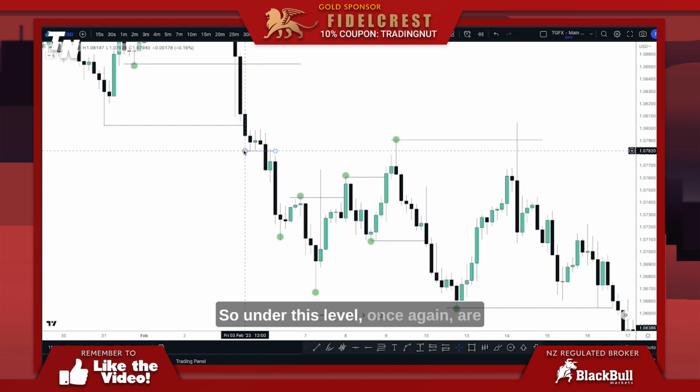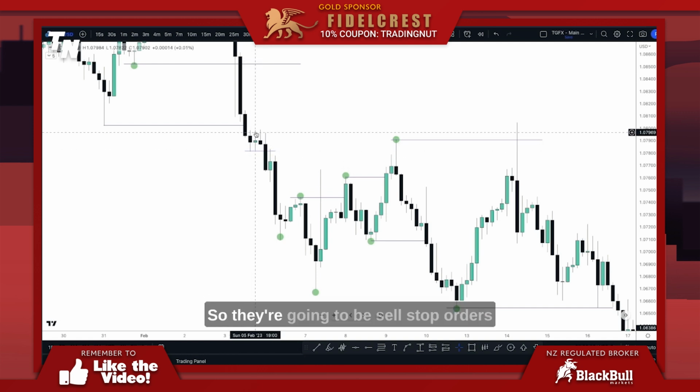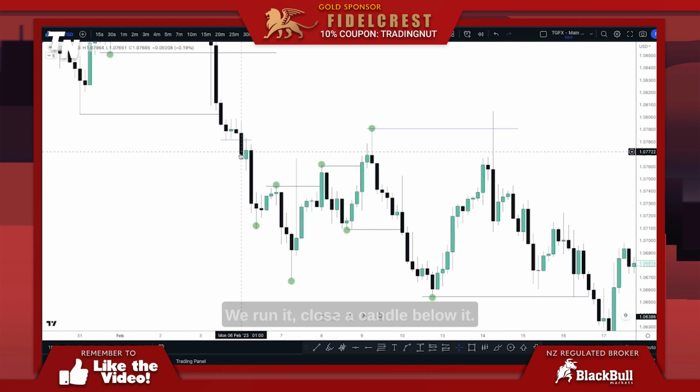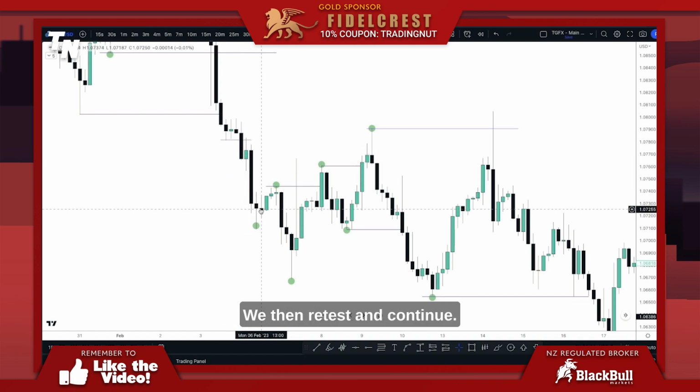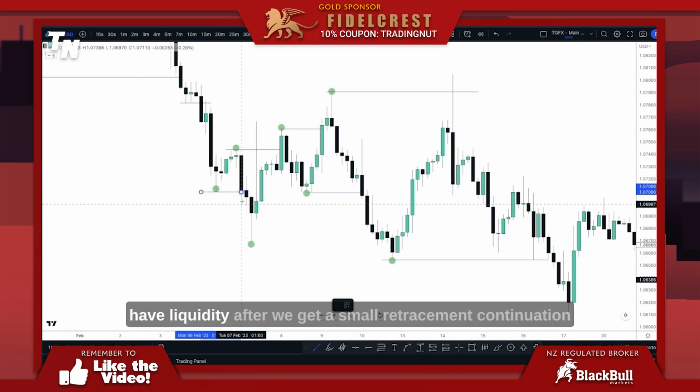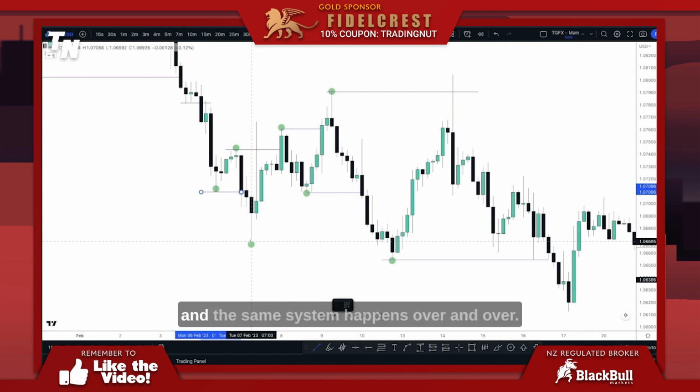So under this level, once again, are going to be buyers' stop losses. Okay, so they're going to be sell stop orders sitting under this level. Same thing happens. We run it, close a candle below it. We then retest and continue. And the same process happens over and over. For example, under this low here, we also have liquidity after we get a small retracement, continuation, and the same system happens over and over.